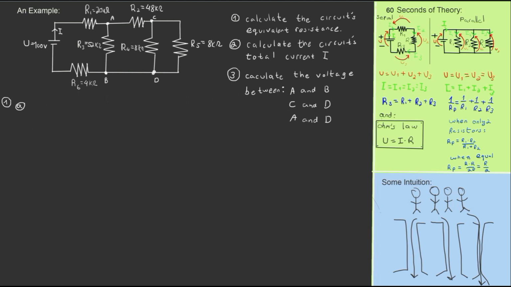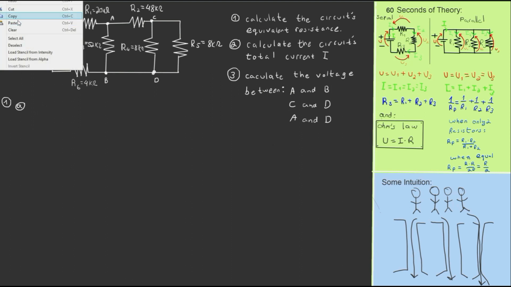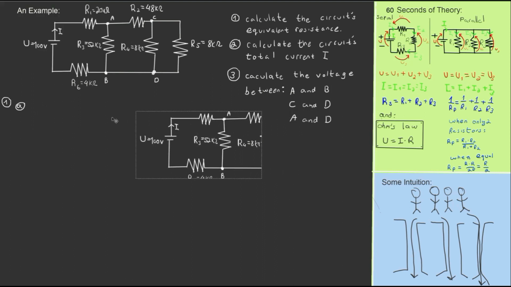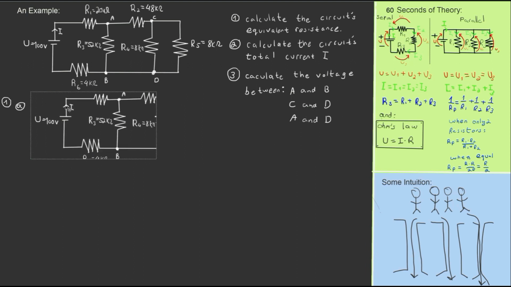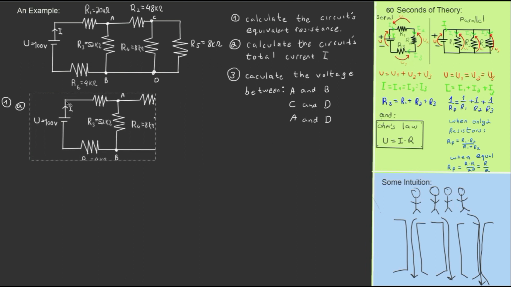I want to save time and I don't want to copy the circuit by hand again, so I'll copy whatever I can and then simplify the other parts by hand. This part doesn't change, so I'll copy it and I'll paste it here. That's not such a big deal.